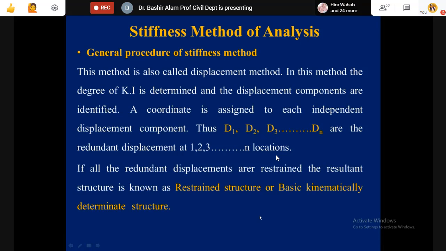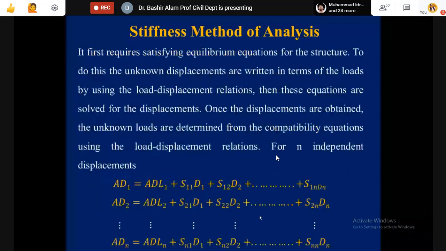After identifying the unknown joint reactions, if you remember, we removed them and we got the released structure. Here, when we clamp these unknown displacements, the structure obtained is known as the restraint structure, which is our kinematically determinate structure. Now, it first requires satisfying the equilibrium equations. There we were using the compatibility condition; here we are using the equilibrium equations for the structure.